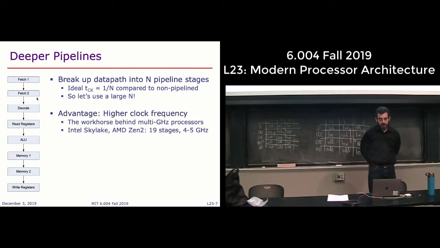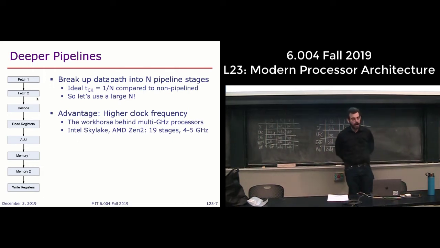And so current processors generally have around 15 to 20 stages. In particular, the Intel Skylake and AMD Zen 2 processors, which are basically the latest processors from Intel and AMD, have 19 stages, and they run at between 4 to 5 gigahertz. And 4 gigahertz is a clock period of 250 picoseconds. 5 gigahertz is 200 picoseconds.